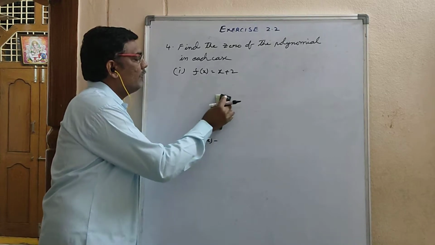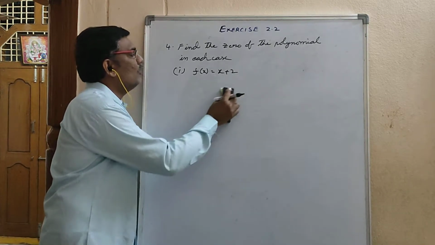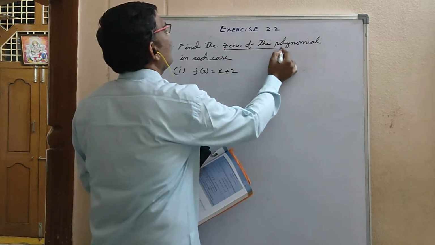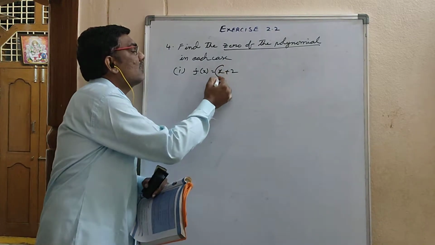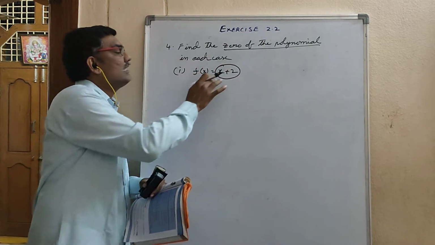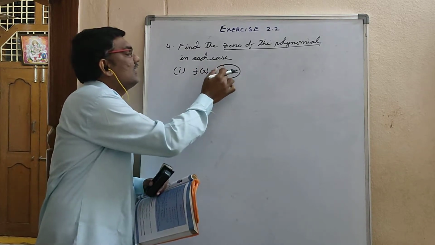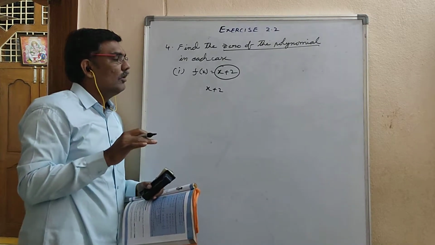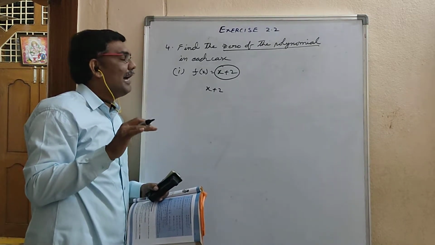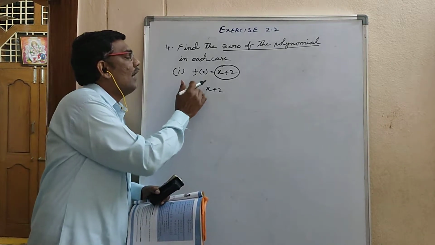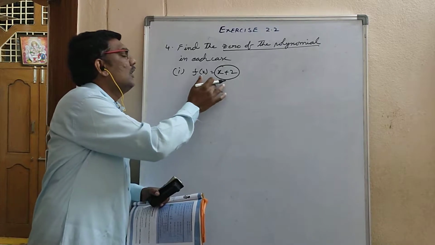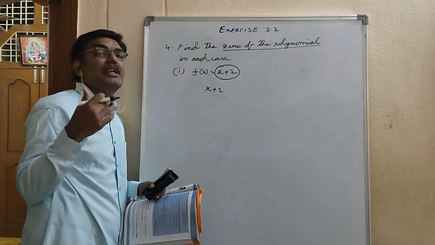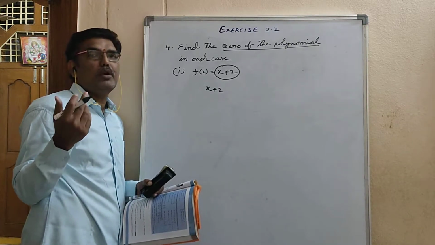Now, if a polynomial is given, what do you have to do? You should find the zero of the polynomial. I said the definition for zero of the polynomial. This is called a polynomial. X plus 2 is called a polynomial. Its name is f of x. So when this x plus 2 becomes 0, that value of x, meaning what value you have to substitute in place of x to make this entire value 0, that value of x is said to be called the zero of the polynomial.